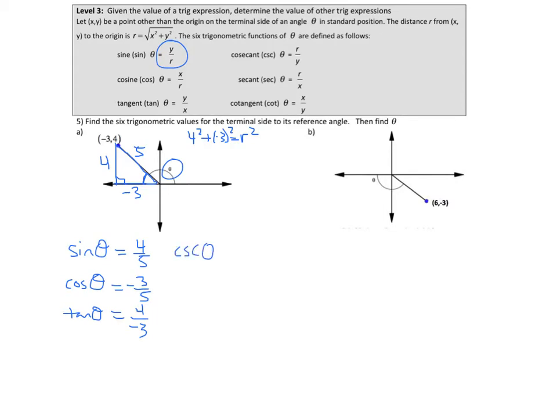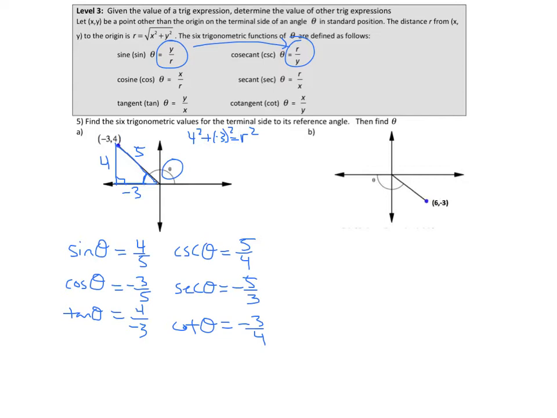Cosecant of theta is r over y, or the reciprocal of sine theta. So if I took my sine theta and then flip it, you get cosecant theta. So that would be 5/4. Secant theta is the reciprocal of cosine theta, which is -5/3. And then cotangent theta is the reciprocal of tangent theta, x over y, which is -3/4. And there are my 6 trig functions.